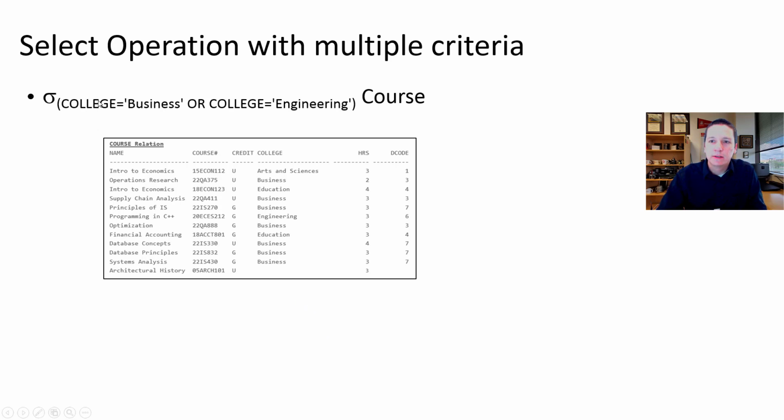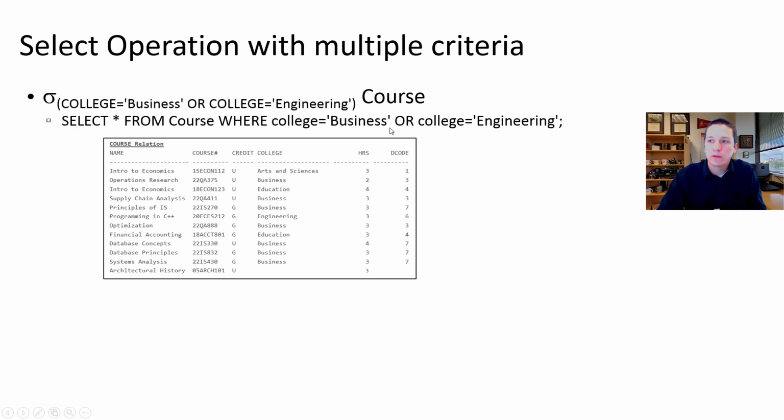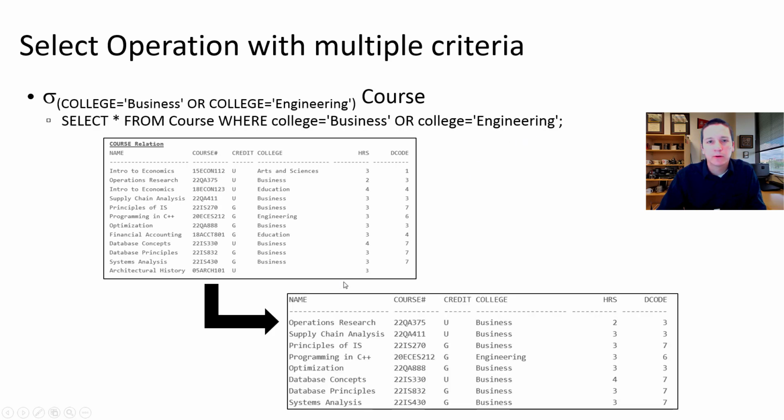Okay. Similarly, we could say SELECT * FROM course WHERE college = 'business' OR college = 'engineering', and this is going to create a relation that has the tuples where the value for college is either business or engineering.